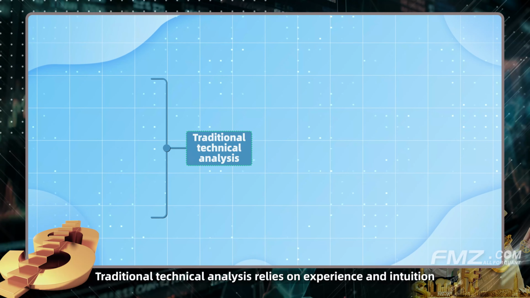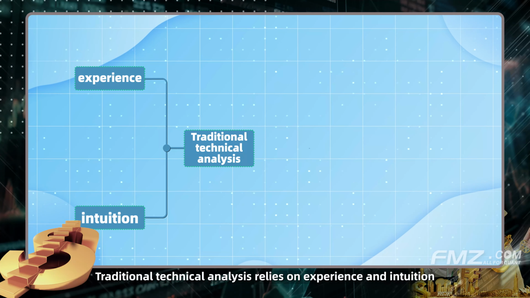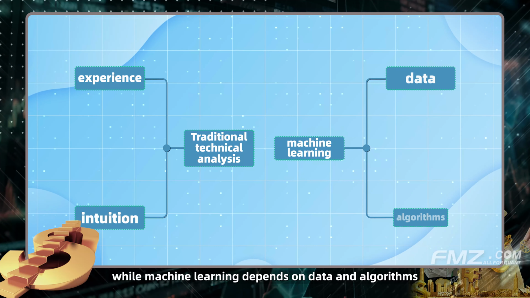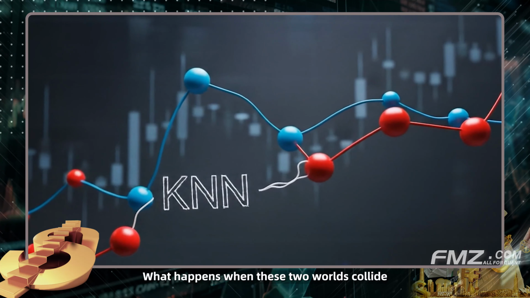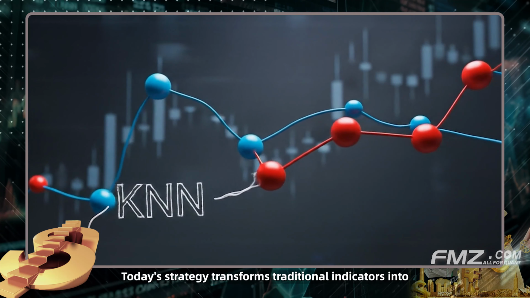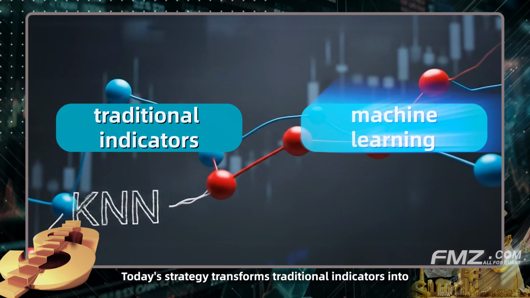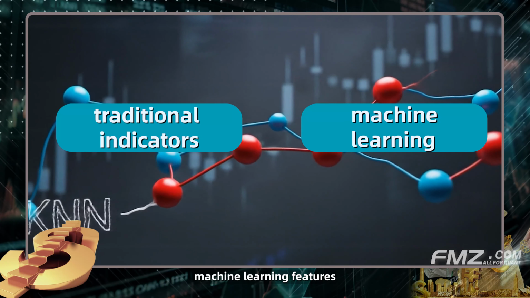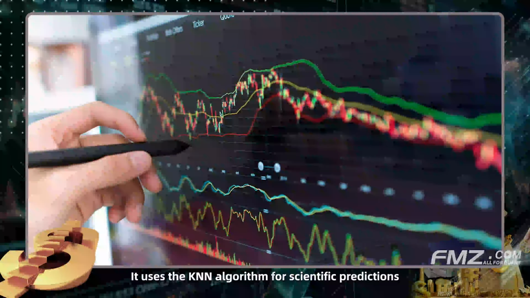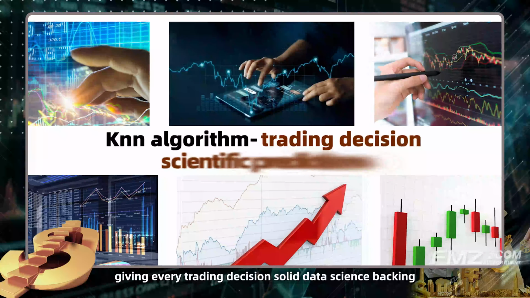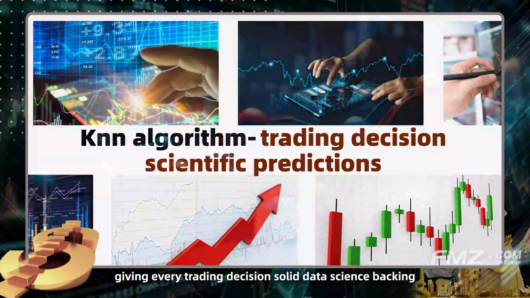Traditional technical analysis relies on experience and intuition, while machine learning depends on data and algorithms. What happens when these two worlds collide? Today's strategy transforms traditional indicators into machine learning features. It uses the KNN algorithm for scientific predictions, giving every trading decision solid data science backing.